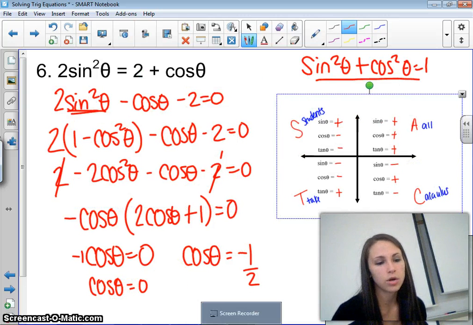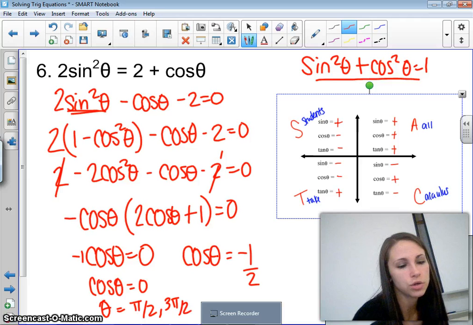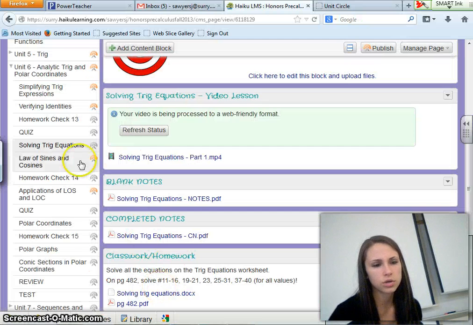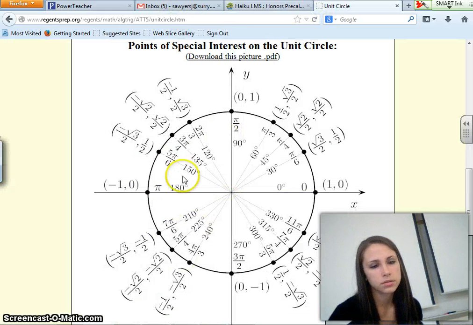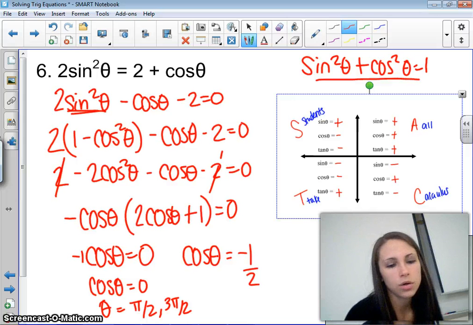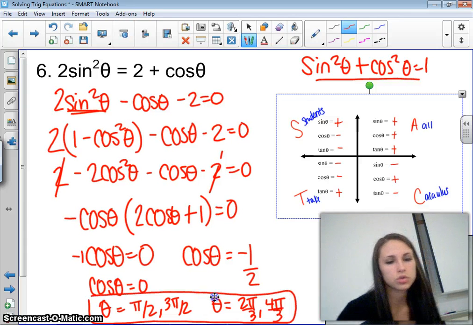Cos x is going to be 0 at pi over 2 and 3 pi over 2 if you look at your unit circle. And then cosine is negative 1/2. That's going to be right here and here. This is where the cosine is negative. And so I need angles in the second and third quadrant. And so if I look on the unit circle, that is going to be second and third quadrant where cosine is negative 1/2 is going to be at 2 pi over 3 and 4 pi over 3. So theta here equals 2 pi over 3 and 4 pi over 3. And so these are my 4 solutions.